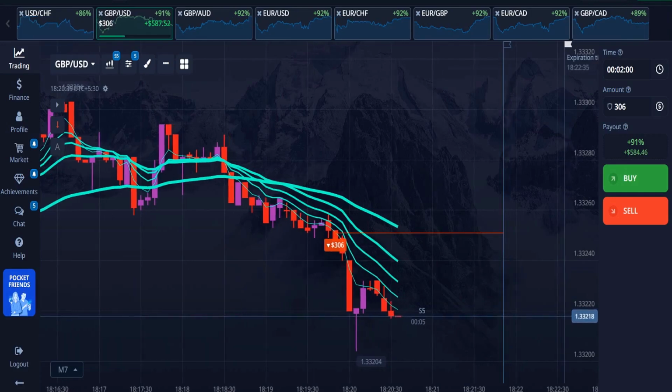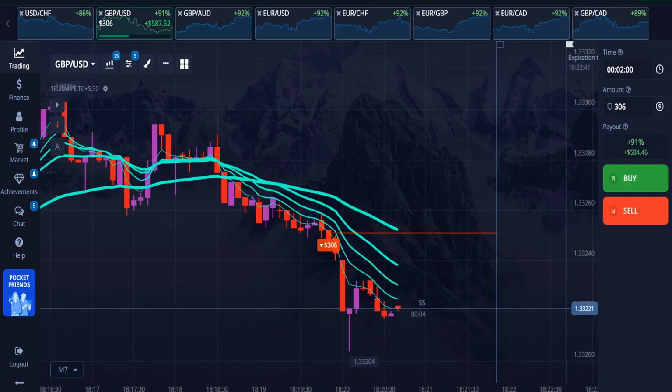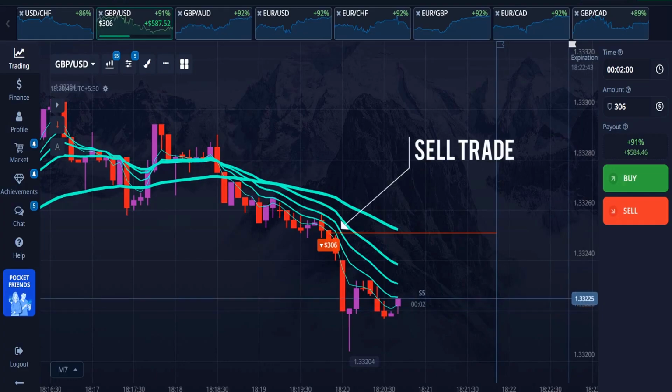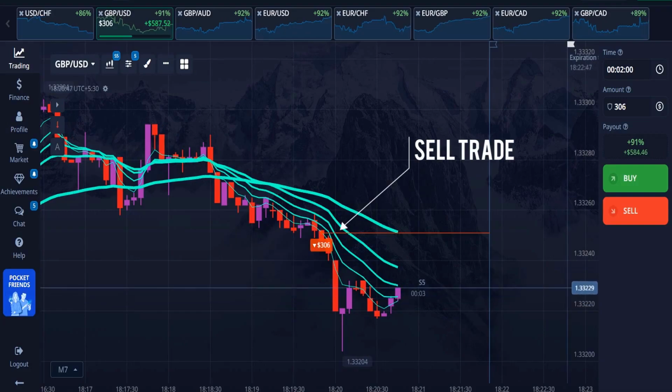Now let's move to the most exciting part. Live trade example. Let's see how this strategy performs in the real market. Let's go! All right, here comes our first sell trade using the 5 EMA crossover strategy on Pocket Option.